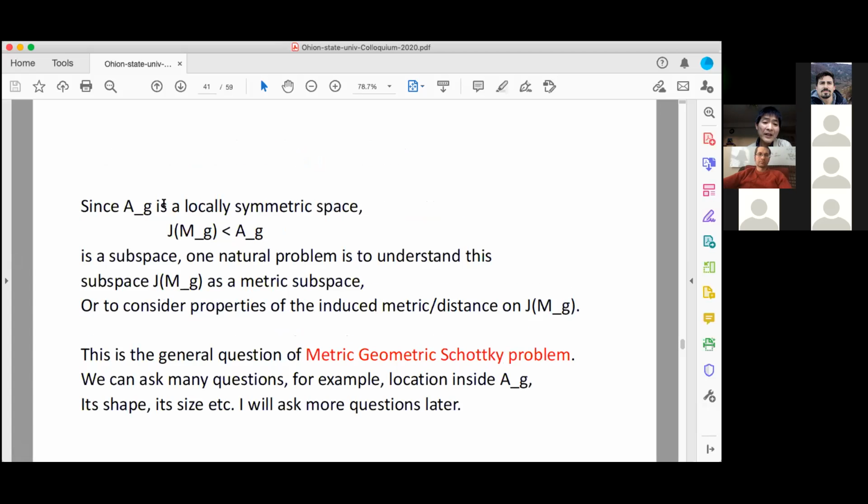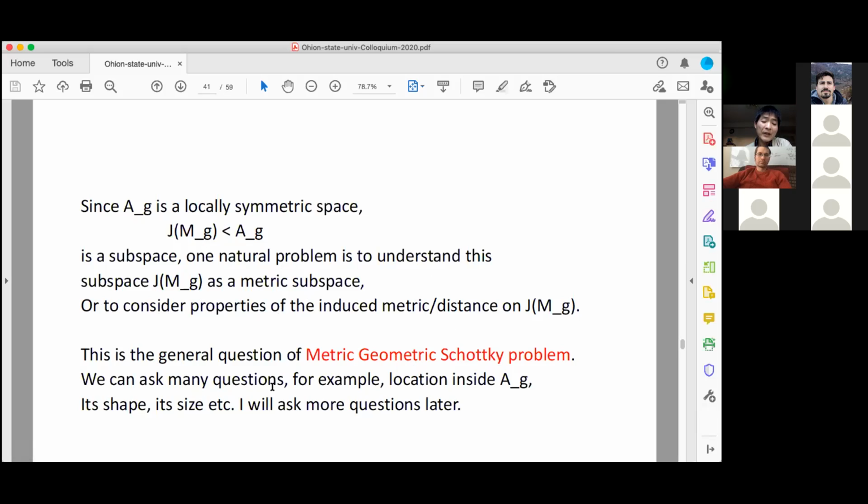Now, since AG is a locally symmetric space, JMG is a subspace. One natural question is to understand this subspace as a metric subspace. So we can consider properties of the induced metric or distance on this subspace. This is the general question of the metric geometric Schottky problem. We want to emphasize from the metric perspective, how is this subspace?